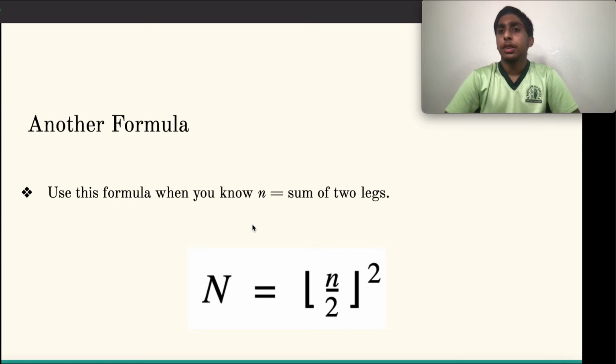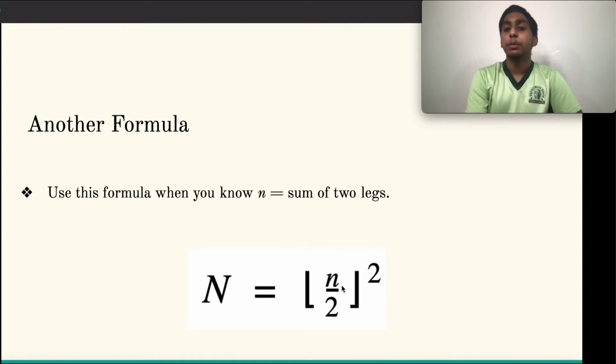So let's just say that they give you a plus b is equal to 25. You can't really find what a and b are. It's not enough information, but you know what n is. Lowercase letter n. n is equal to 25. So simply plug into this formula to find the number of triangles you can create.